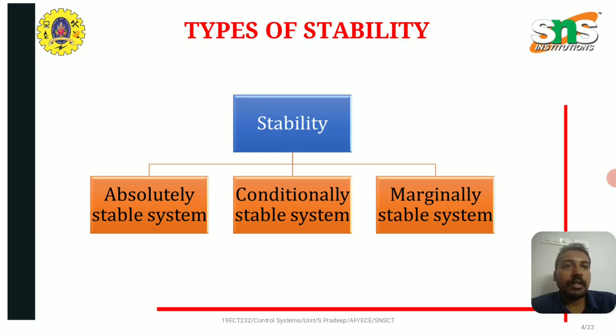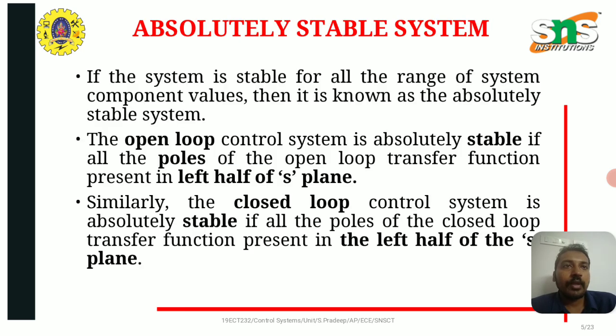Types of stability: absolutely stable system, conditionally stable system, and marginally stable system. Absolutely stable system: if the system is stable for all the range of system's components values, then it is known as the absolutely stable system. The open loop control system is absolutely stable if all the poles of the open loop transfer function are present in the left half of the S-plane.